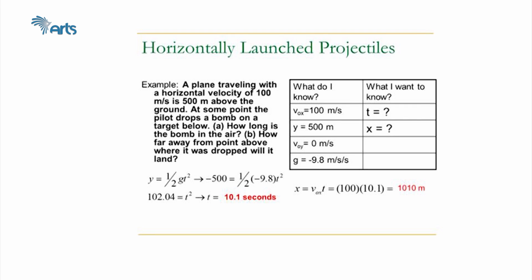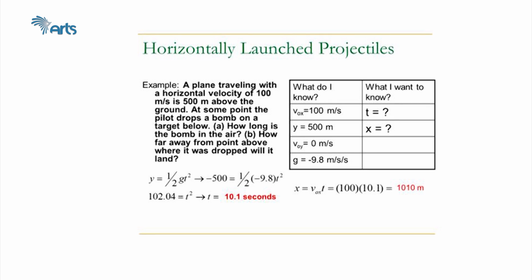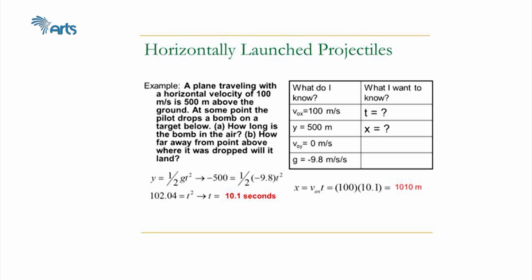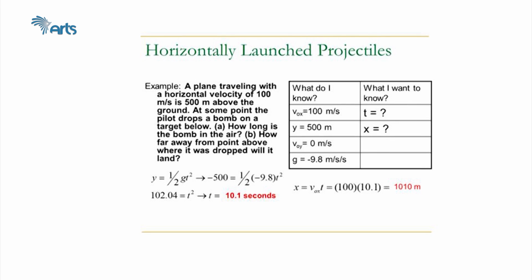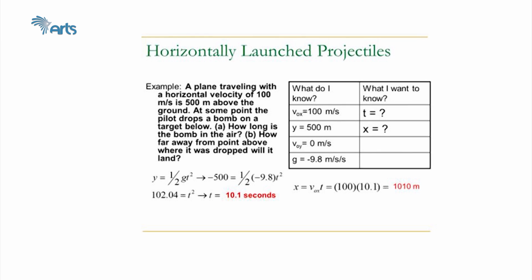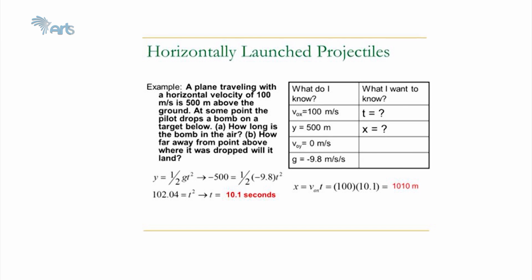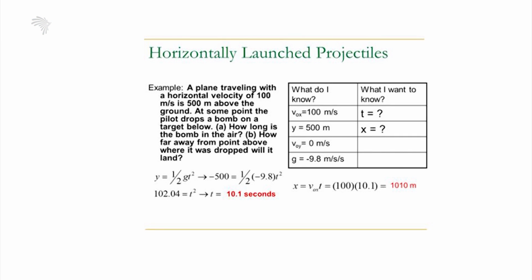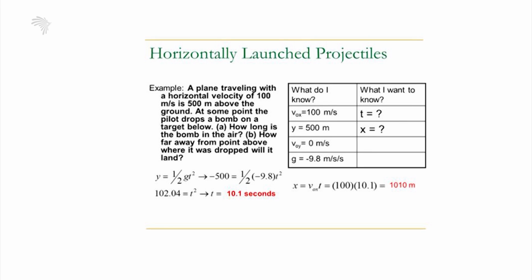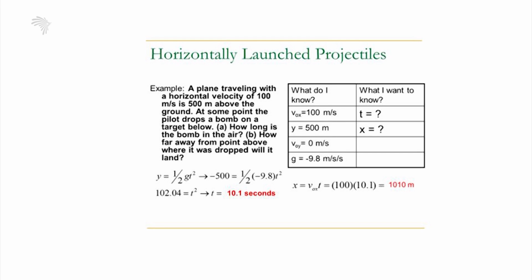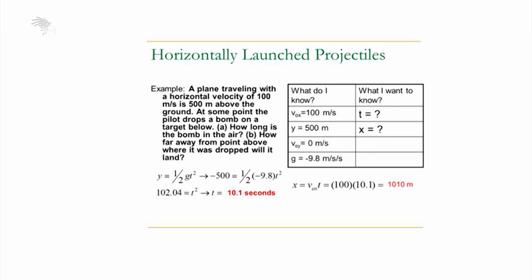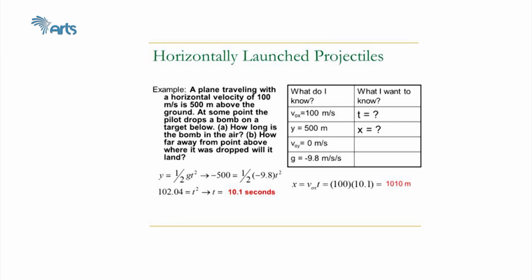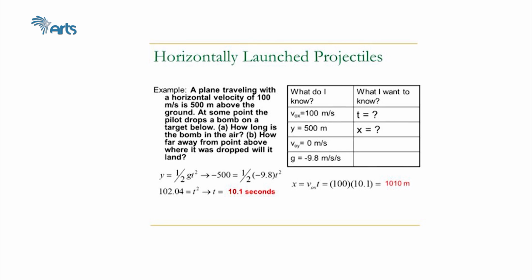By substituting the values of y and g, you can make t the subject, and finally its value will be 10.1 seconds. Now, the time taken to cover the vertical distance and the horizontal distance of the trajectory is the same, so you can use this time to calculate the horizontal distance, or the range. Therefore x equals v naught x times time, where the horizontal speed is 100 meters per second and the time taken is 10.1 seconds, so the horizontal range covered by the bomb will be 1010 meters.